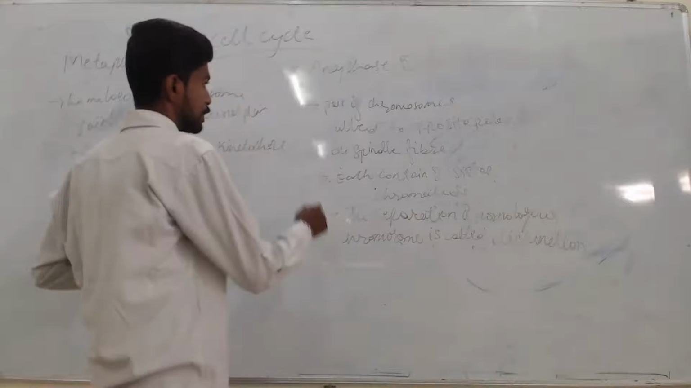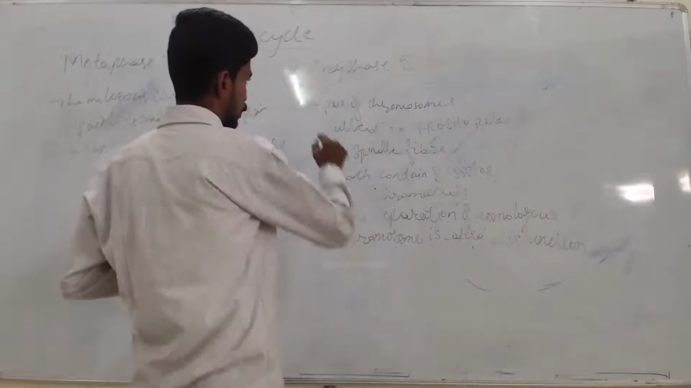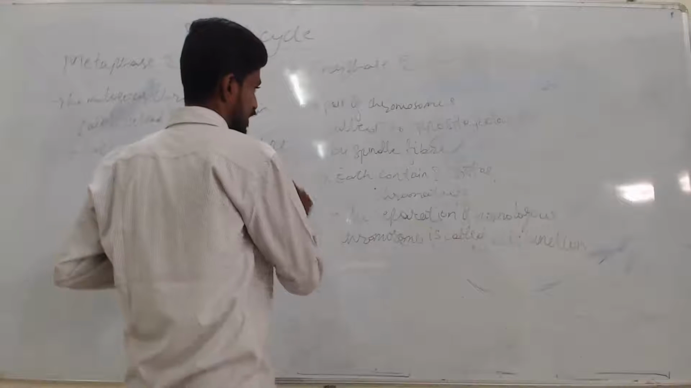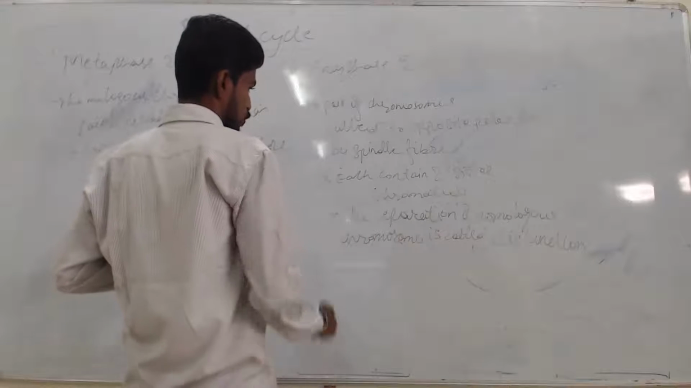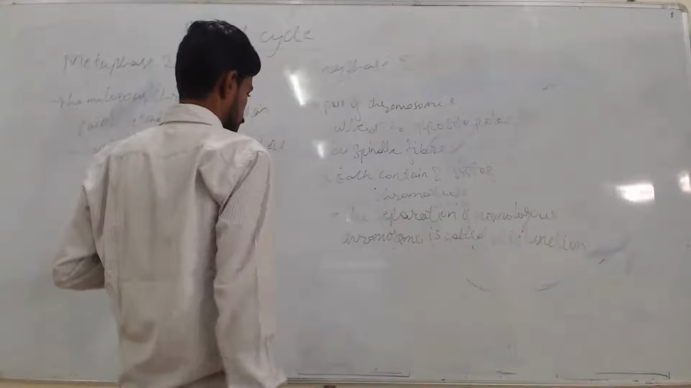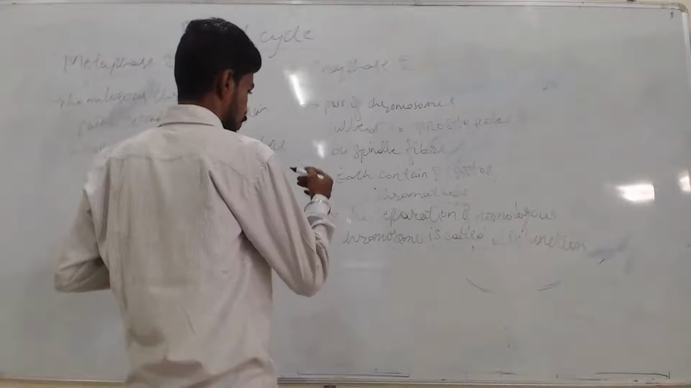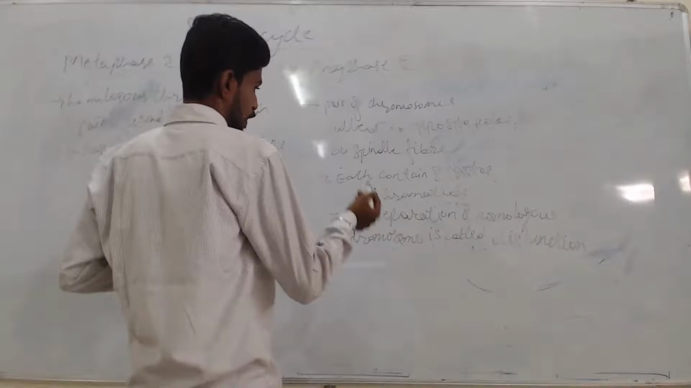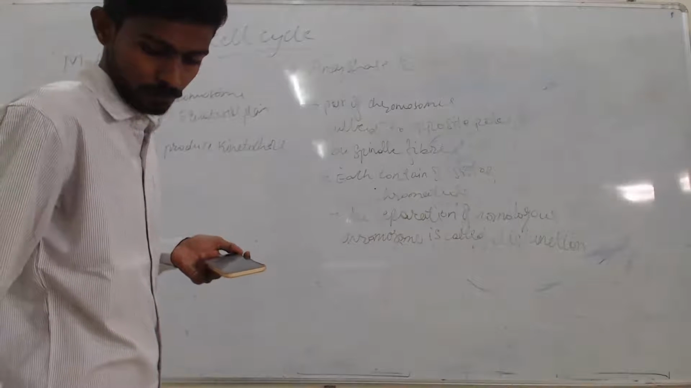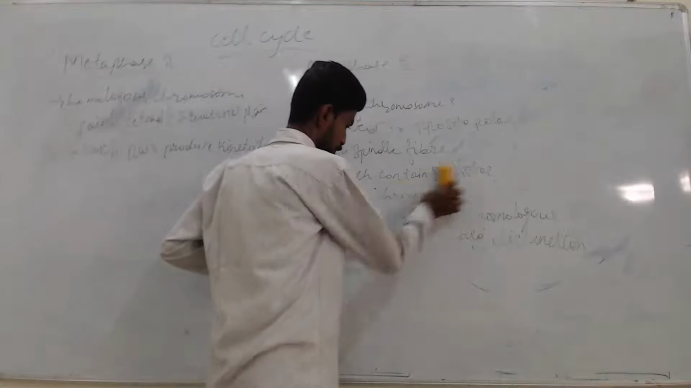Disjunction means that in anaphase 1, the homologous pairs of chromosomes are pulled towards opposite poles by spindle fibers, and each chromosome contains two sister chromatids. The separation of homologous chromosomes during meiosis is said to be disjunction. It is anaphase 1.